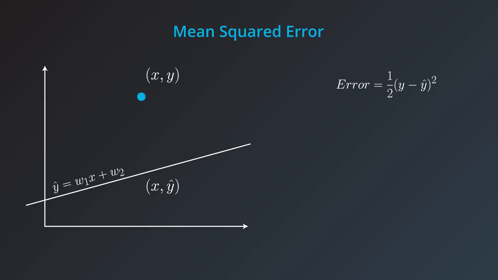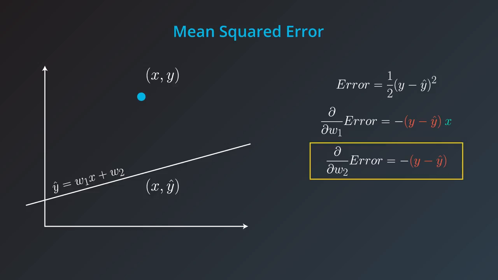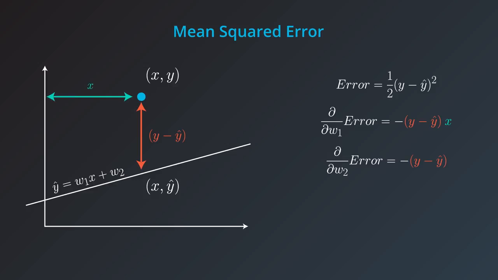Now we know that the gradient descent step uses these two derivatives, namely the derivative with respect to the slope w1 and the derivative with respect to the y-intercept w2. If we calculate these derivatives, and you can see the calculation in detail in the instructor notes, we get negative y minus y hat times x for the one with respect to the slope, and negative y minus y hat for the one with respect to the y-intercept w2. And notice that the length of this red segment is precisely y minus y hat, and the length of this green segment is precisely x.